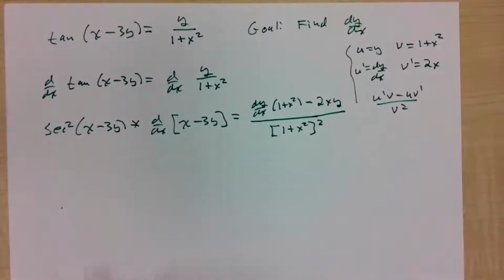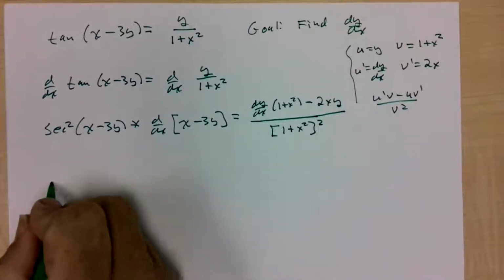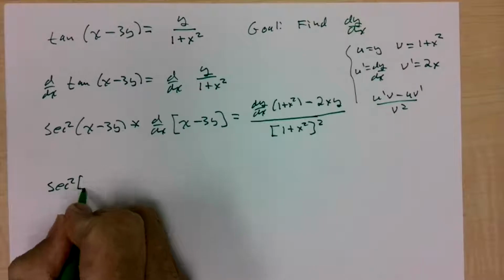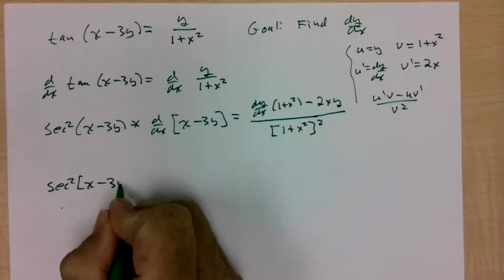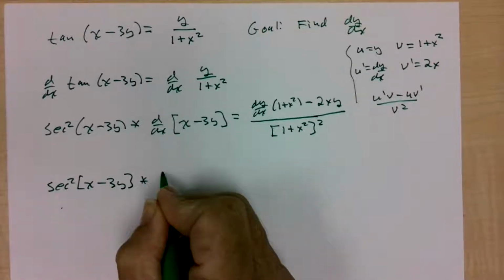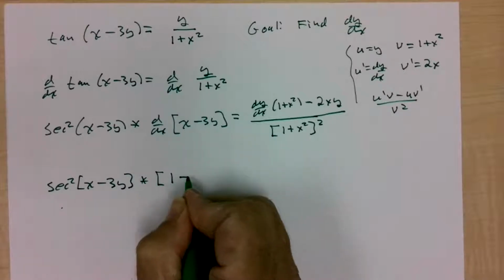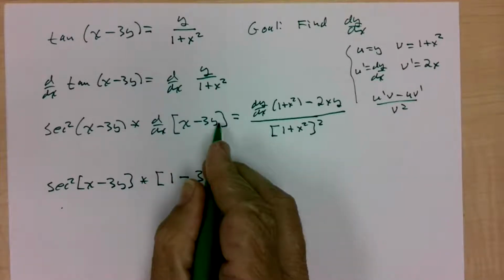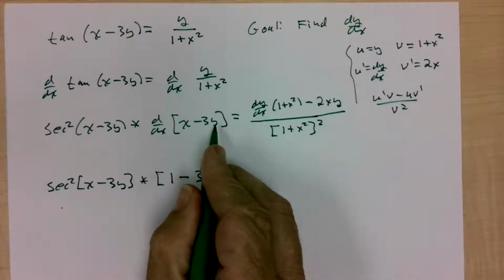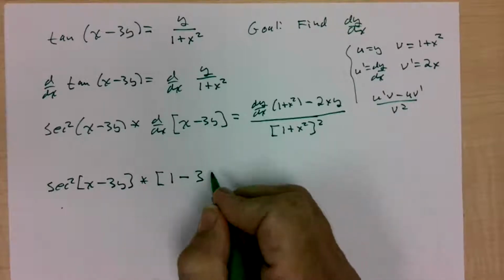So continuing our work here, we get secant squared of x minus 3y times the derivative with respect to x of x, which is 1, minus 3 times the derivative with respect to x of y, which would be dy dx.